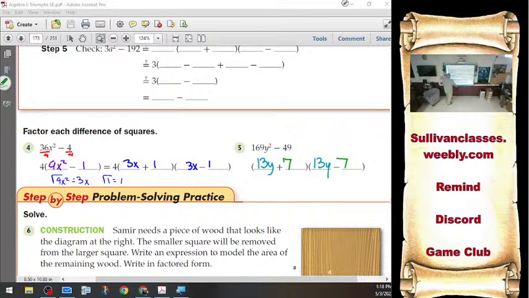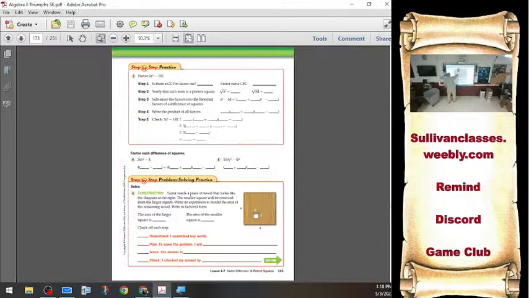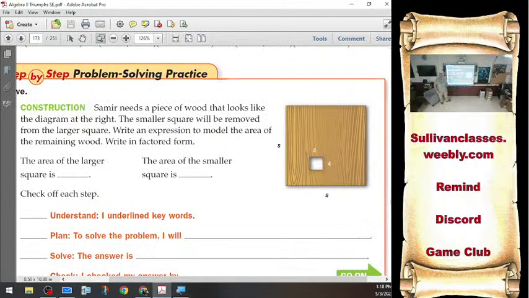Down below this, boy, was that some foreshadowing. When would I ever use this in real life? Oh, hey, look, there's a square. So we got a big hunk piece of wood that looks like this, so we're going to cut a little chunk out of it. When would I ever do this? Maybe it's makers.